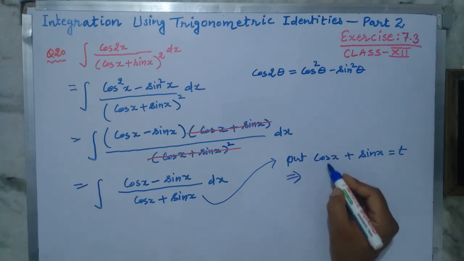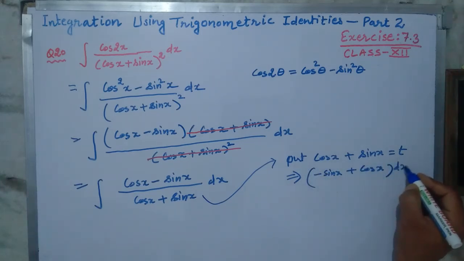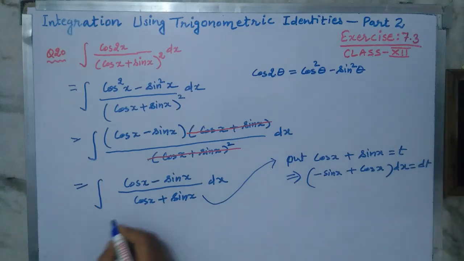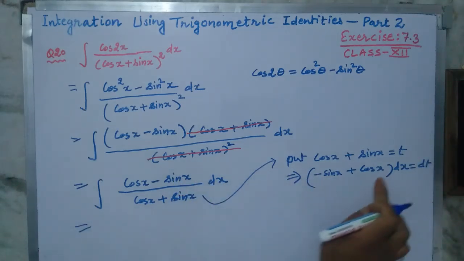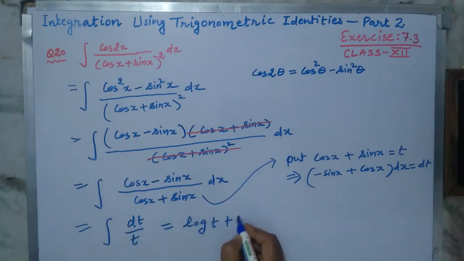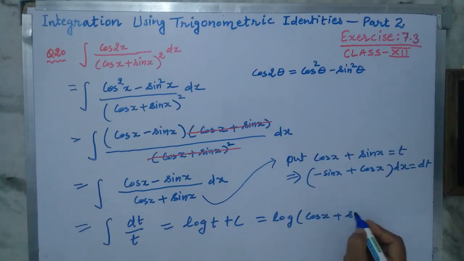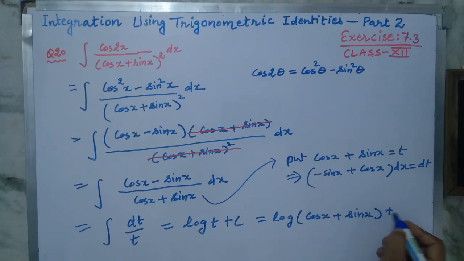That means the derivative of cos x is minus sin x, the derivative of sin x is cos x, into dx is equal to dt. So accordingly, (minus sin x plus cos x) into dx is dt upon t. So this becomes log of t plus c, which is equal to log of, what is t? t is cos x plus sin x, plus c. This is the final answer.